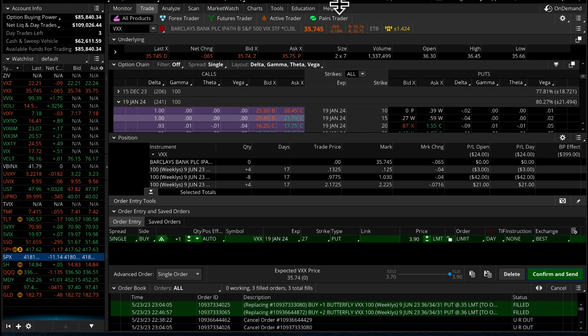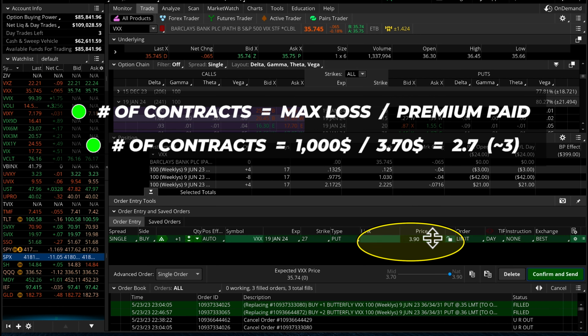Long put options are open for a debit, so we want to pay as little as possible, and we just divide 1,000 by the premium paid, which is right now looking to be about $370 at the mid price. So we can probably get 3 of these. It's not going to be exactly 1,000, but we'll try our best.